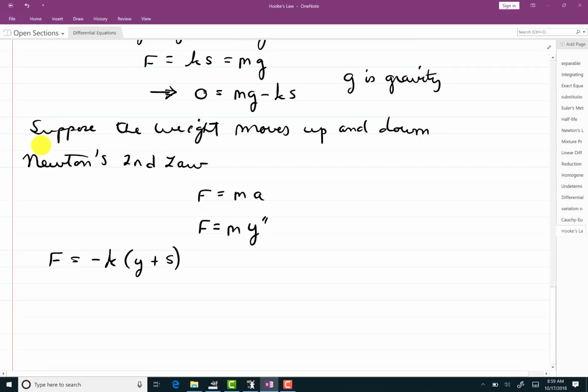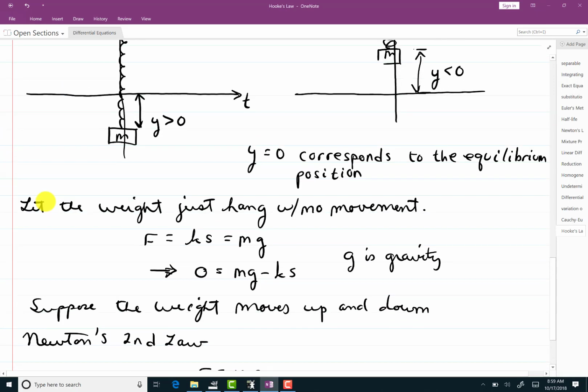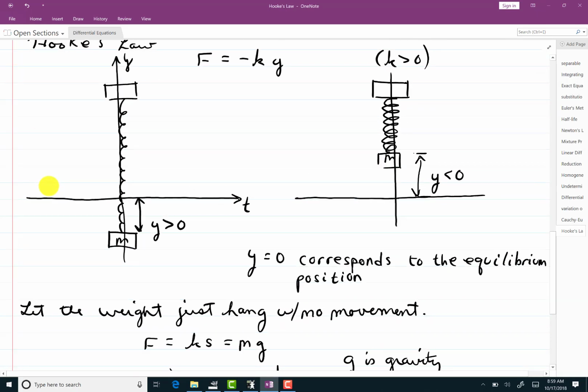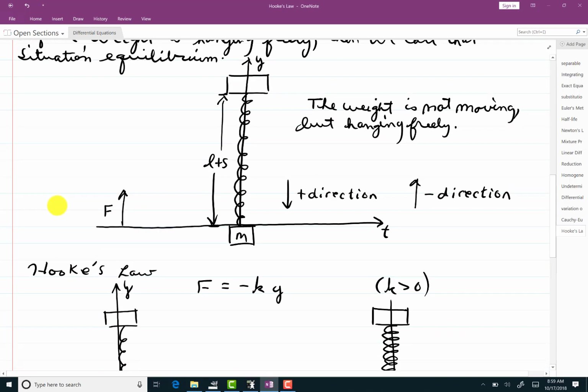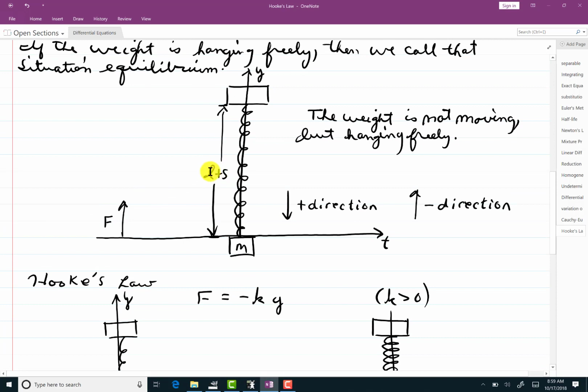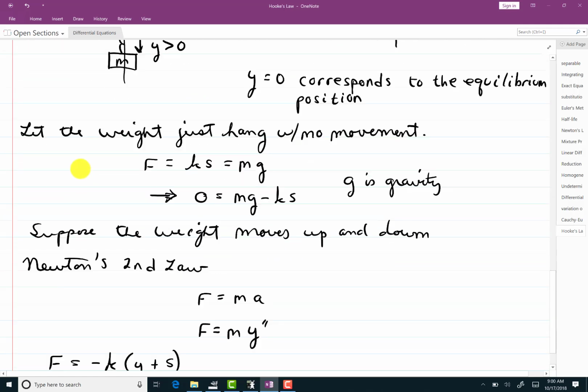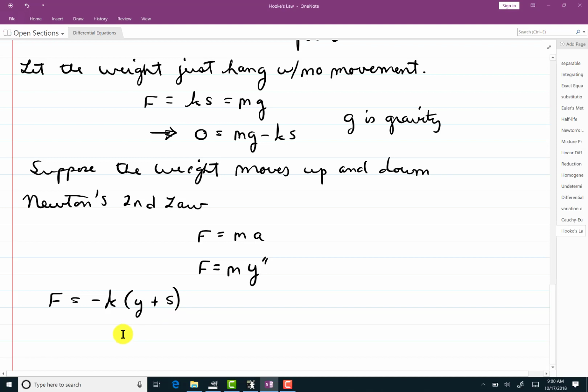Let me come back for just a second. Let's go back to equilibrium. Here it is right here. I'm not really interested in the L part. But if y is any amount that is extra or any amount less, so if m is up here, say, y will be negative. If m is down here, say, y will be positive. So s plus y will be the total stretch of it. So that's why you have y plus s. Of course, the force wants to act upward, so that's why we have the negative.